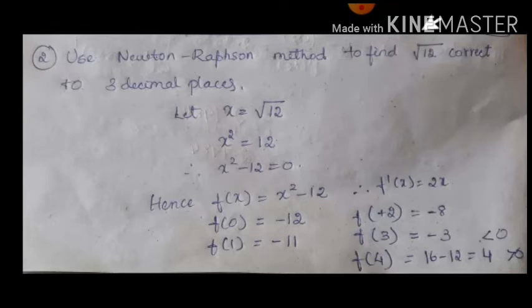Here they asked you to find the root 12 value corrected to 3 decimal places using the NR method. So let us take x equal to root 12. To eliminate the root, we take the square on both sides. So x square equals 12. Bring this 12 to the left side because we need to make it an equation form. So f of x is equal to 0. Hence here f of x is x square minus 12. To apply the NR method, I need the derivative of the function. So f dash of x is nothing but 2x.